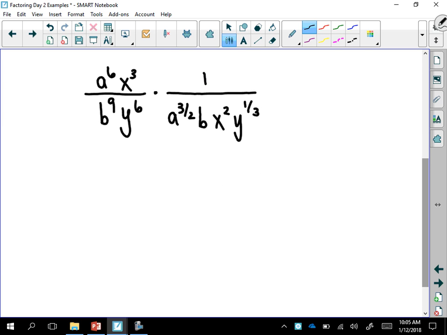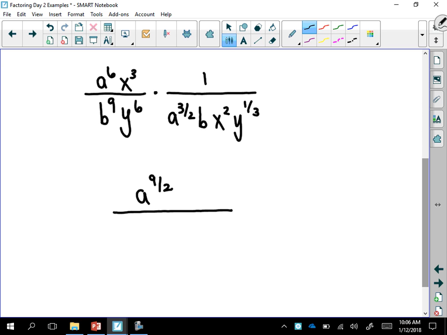There's no numbers to deal with, it's just variables. So you have a to the 6th in the numerator, a to the 3 halves in the denominator. We'll subtract those. 6 minus 3 halves will be 9 halves. And where will that land? A to the 9 halves. Top.